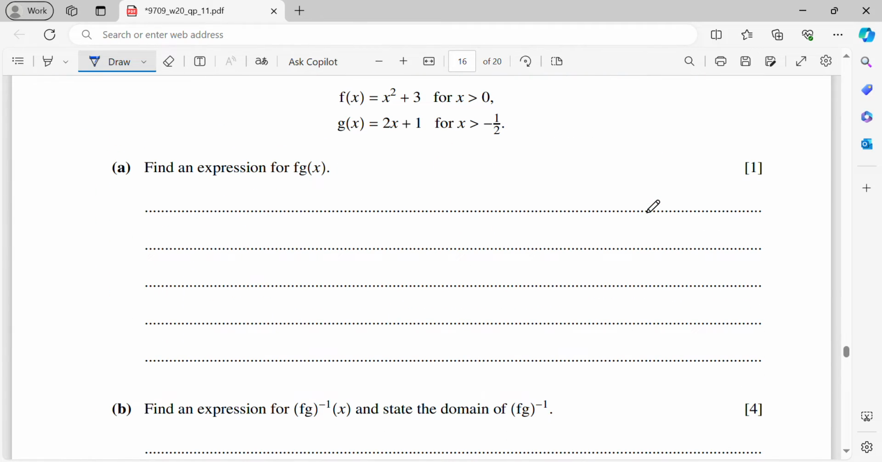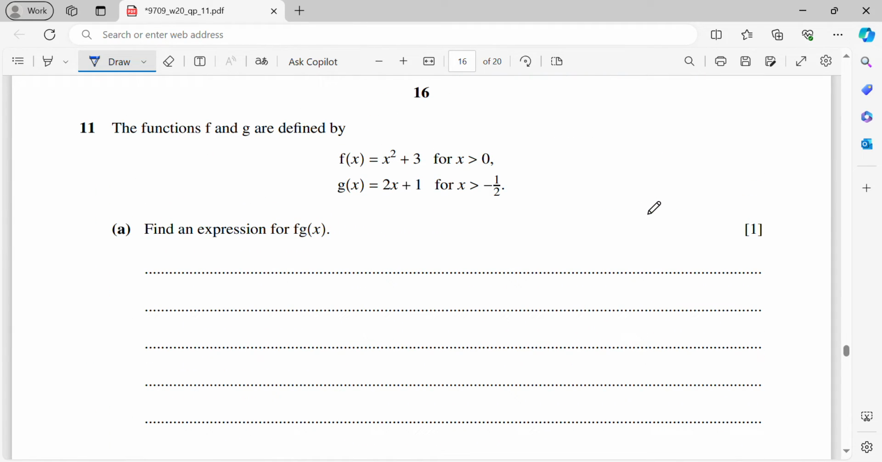Okay, now next question. Question 11. Functions f and g are defined as follows. A. Find the expression for fg. So fg is a composite function. So fg(x) is f of g(x), replace the g first, 2x plus 1.